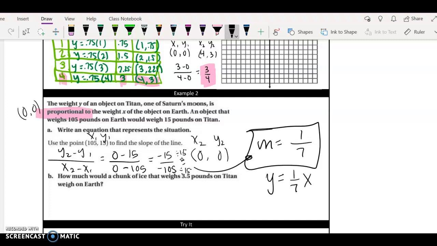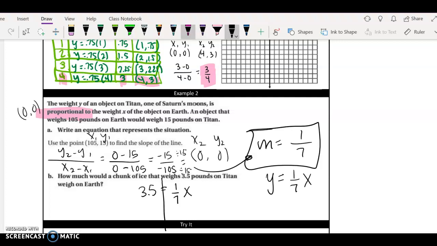So how much would a chunk of ice that weighs 3.5 pounds on Titan weigh on Earth? So we know that our y is going to be 3.5. That's our outcome. It is going to be equal to 1/7 of x, so a seventh of what is on Earth. And so this means we now need to solve for x, which means I draw my line.